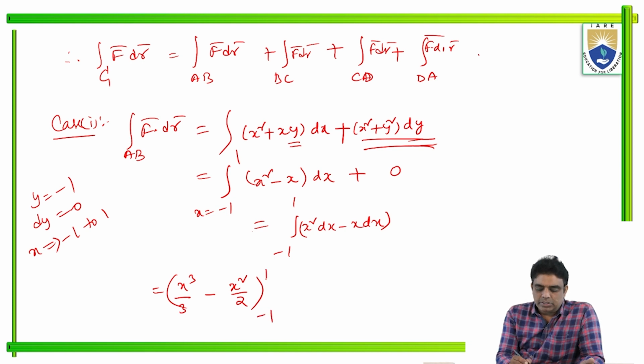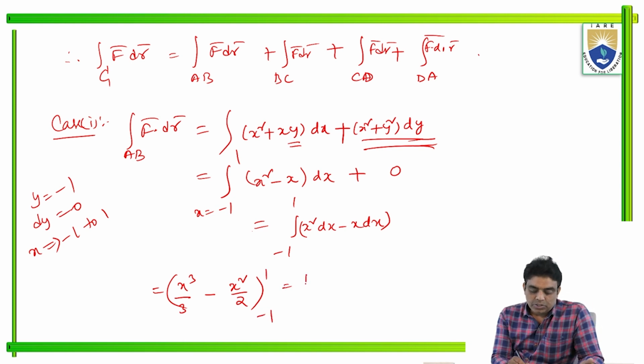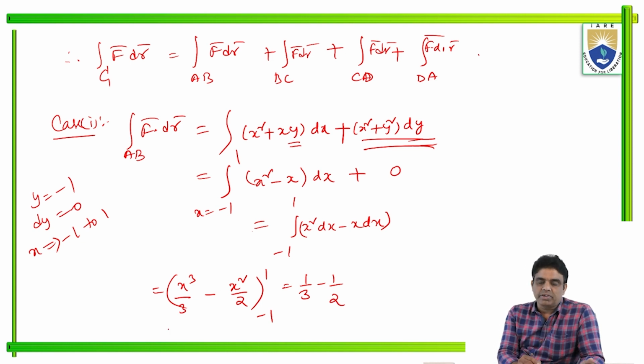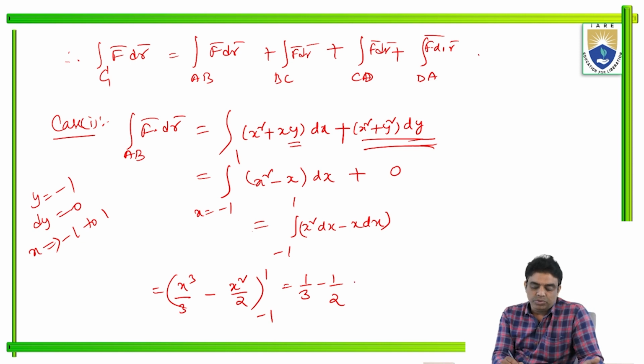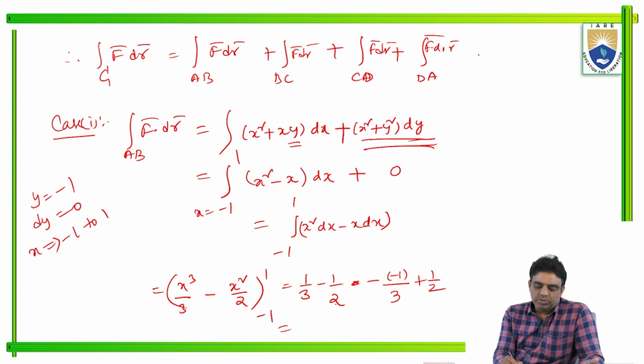The limits are minus 1 to plus 1. So substituting the limits: upper limit x is 1, so 1 by 3 minus 1 by 2. And for the lower limit, minus of minus 1 whole cube, that is minus 1 by 3, and here minus of minus plus 1 by 2. So these two get cancelled. So 1 by 3 minus 1 by 2.